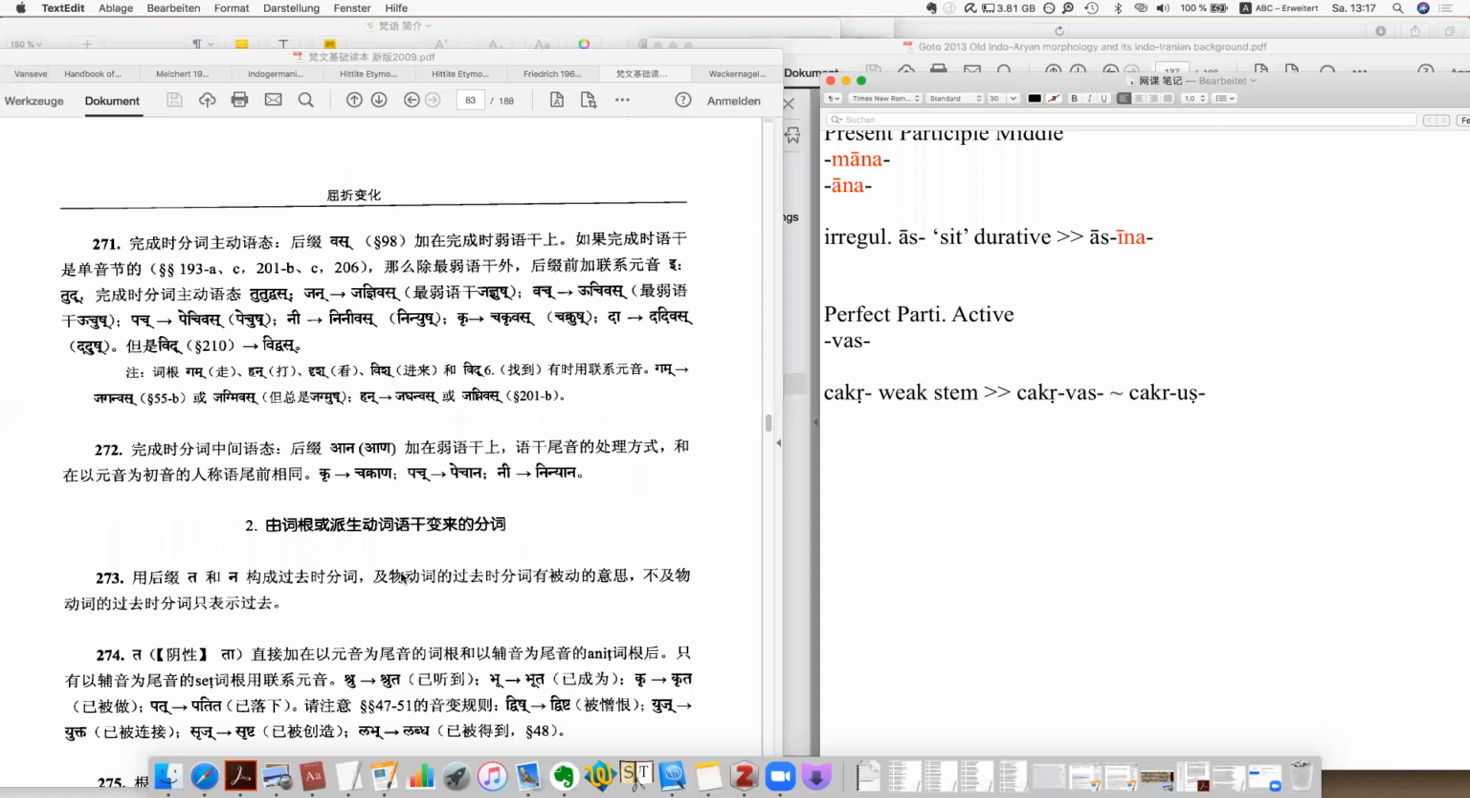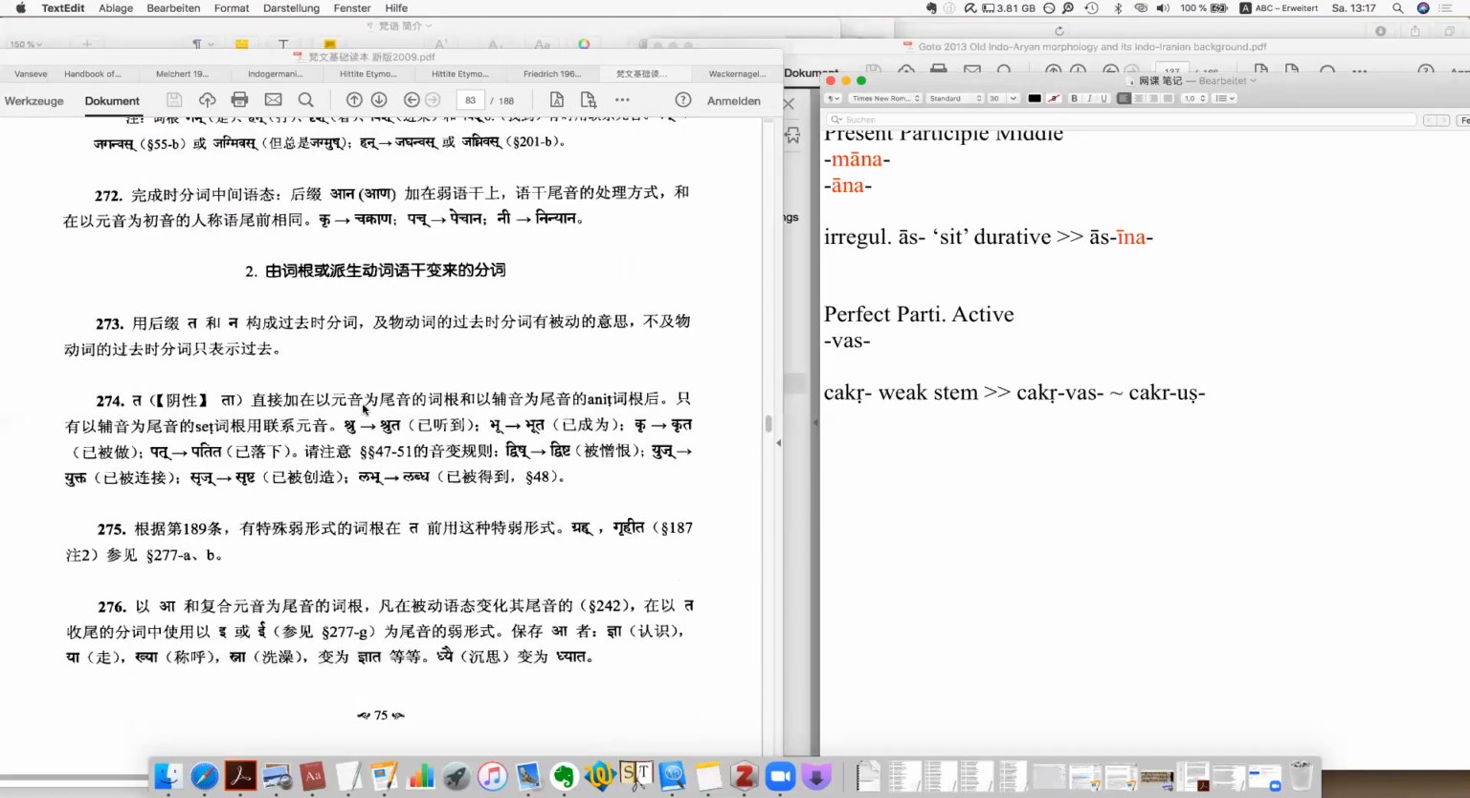Okay. And lastly, you have already seen these two suffixes. It's called ta and na, right? And there's another ta and na. Sorry, no. And we're going to talk about them as well.